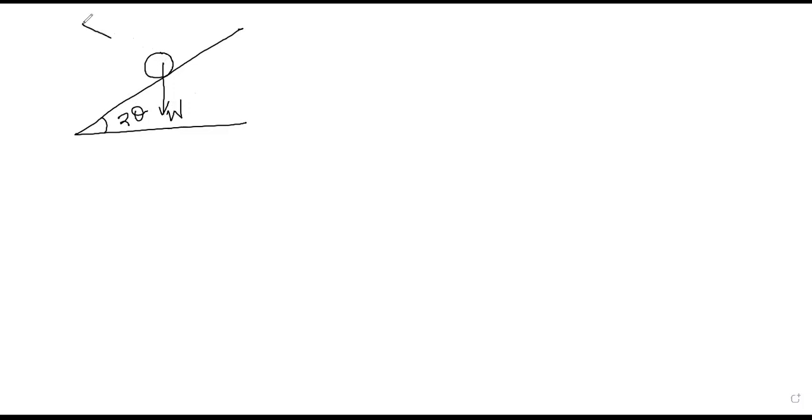So it has gotten the normal reaction. You have to use a ruler throughout. So it means that this component will be W cos theta, that is cos 2 theta. This is our normal reaction. And this one here is W sin 2 theta.